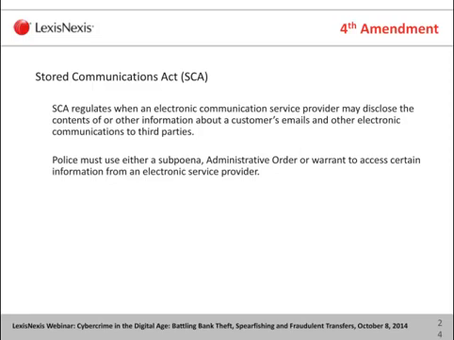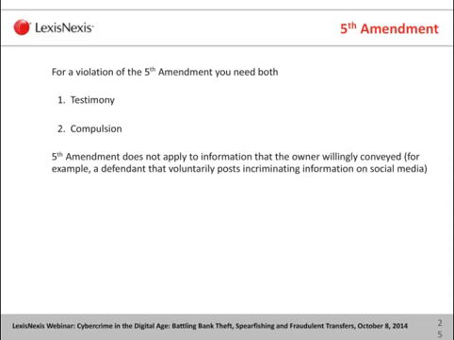All right, now I'm going to briefly switch gears and move to the Fifth Amendment. Understand the Fifth Amendment protects you.